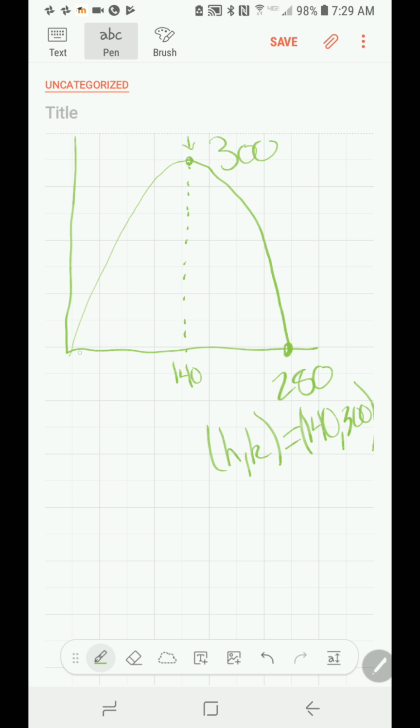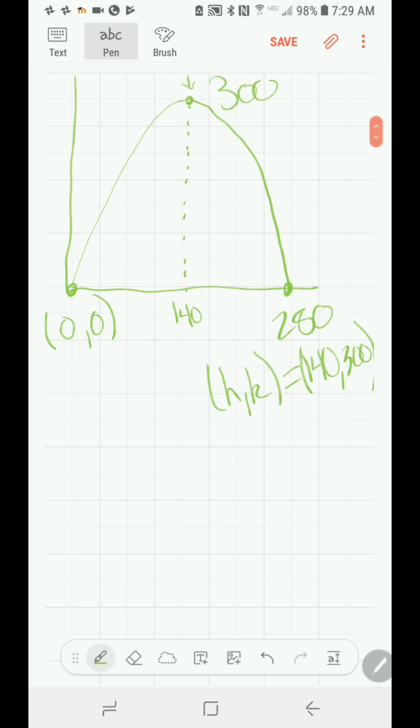Okay, and so we have some information. We also have other information. We know that there's this point 0, 0 on the curve, and this point 280, 0 is also on the curve. So we're going to use that information to make us a formula of the form y equals a times x minus h squared plus k. Let's plug in what we know. We have hk, and we actually have an x and a y right here. So we're going to plug in an x and a y, that's 0, 0, and an h and a k.